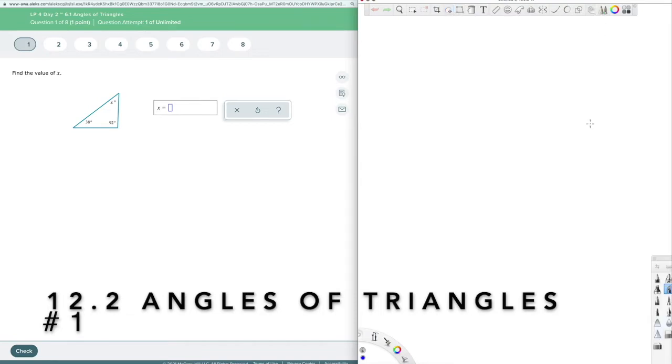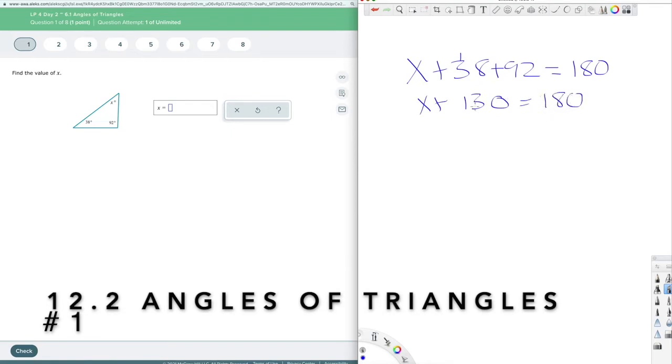That would probably help. Okay, so now that we know that they add up to 180 degrees, and we've kind of seen the little proof on that, we're just going to go ahead and apply that. If x plus 38 plus 92 equals 180 degrees, we're going to add these two together. So we get 8 plus 2 is 10, 9 plus 3 is 12, plus 1 more is 13. So we get x plus 130 equals 180.